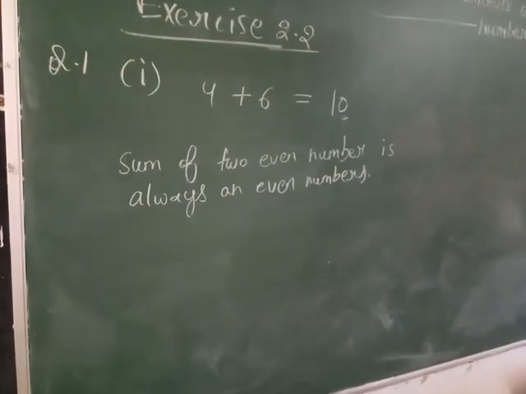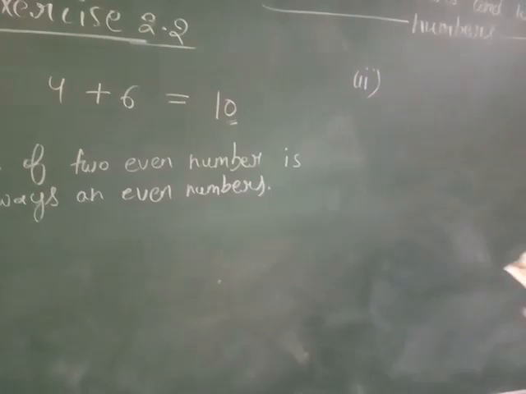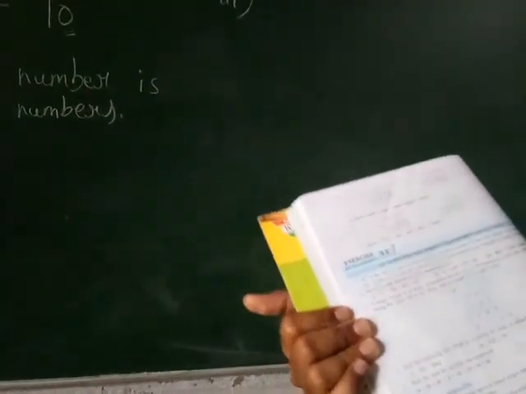Now in the second part, is the sum of any two odd numbers an odd number? Give an example in support of your answer.